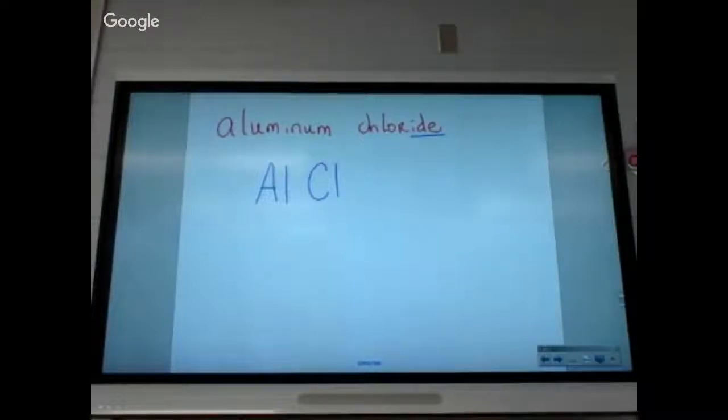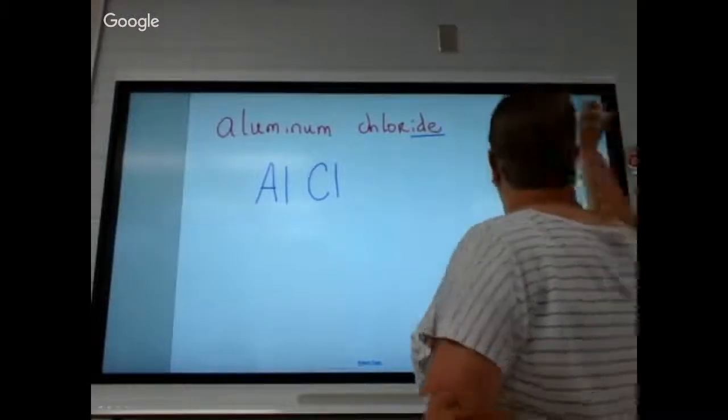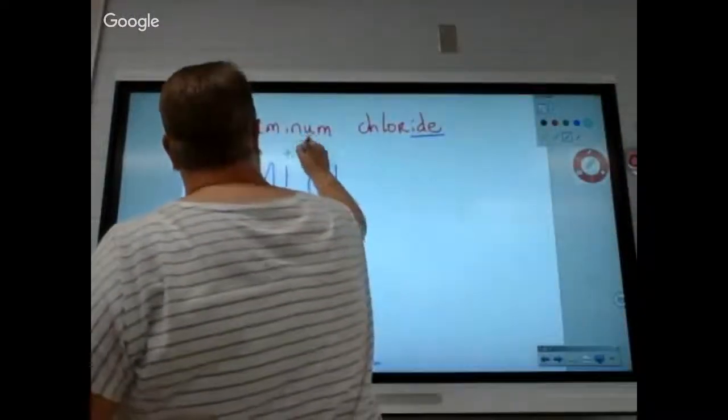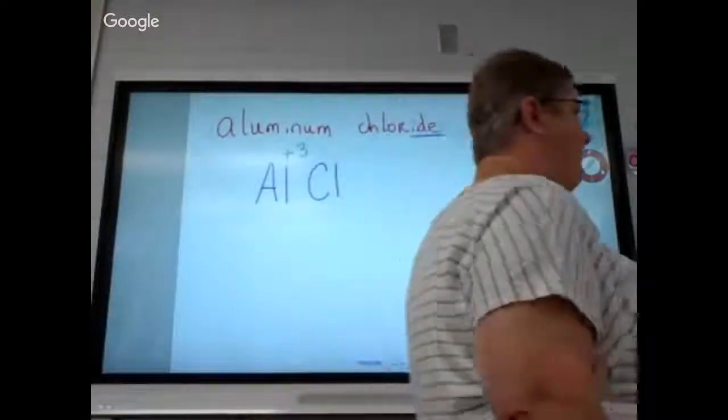Now, step 2, we need the oxidation numbers. So, beside each of those elements are the oxidation numbers. So, what is aluminum's oxidation number? +3. All right, so +3. What's chlorine's oxidation number?